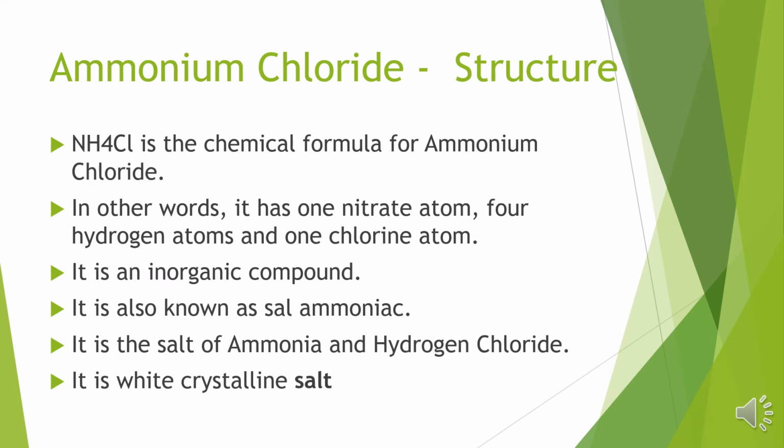Then its structure. NH4Cl is the chemical formula for ammonium chloride. In other words, it has 1 nitrogen atom, 4 hydrogen atoms, and 1 chlorine atom. It is an inorganic compound and also known as sal ammoniac. It is the salt of ammonia and hydrogen chloride. It is a white crystalline salt.